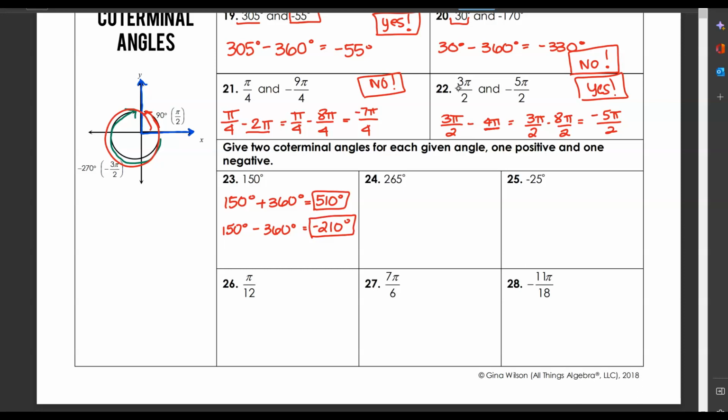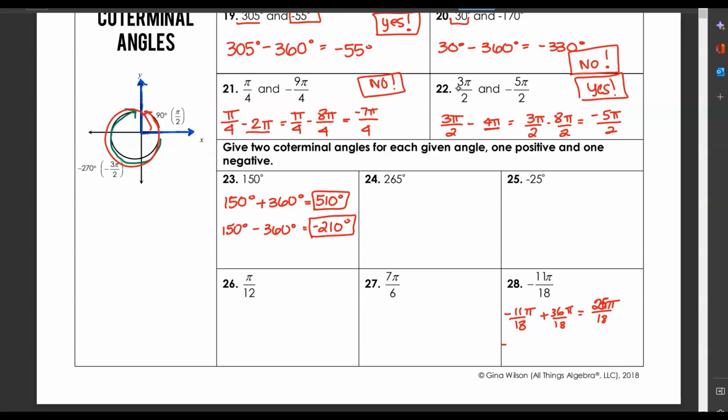Let's do number 28 with radians. So here we have negative 11 pi over 18. So we're going to start off with that, and then we are going to add, in this case, 2 pi. So we add negative 11 pi over 18 to 2 pi. Remember, we want that same denominator, so 2 pi is the same thing as 36 pi over 18. So negative 11 pi plus 36 pi over 18 is going to be equivalent. We're going to get 25 pi over 18, which is a coterminal angle.